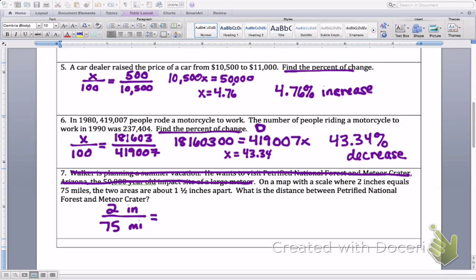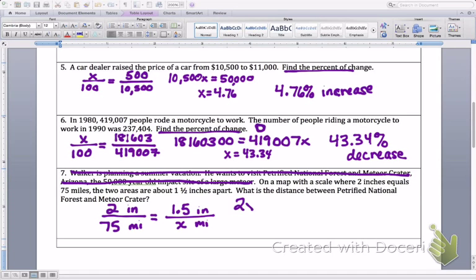And on the map, the two areas are about 1.5 inches apart. So because we have inches over miles, we need inches over miles. And they give us 1.5 inches, so we fill that in the numerator. So we're looking for the amount of miles.